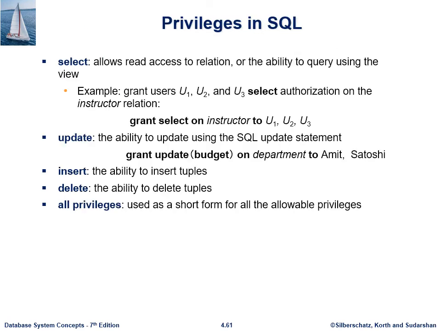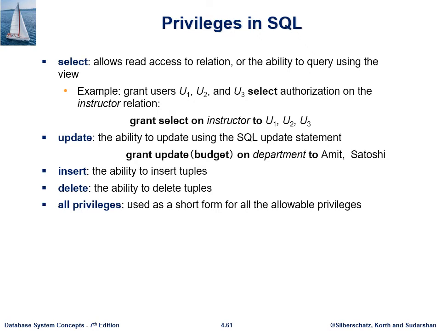Let's look at examples for different privileges. The first one is select. This means we can read a table or just query a view. Here is one example: grant users U1 to U3 select privilege on the instructor table. So it's grant privilege list, which is only select, on the table instructor to the user list U1, U2, U3. Okay, let's look at the second one, update.